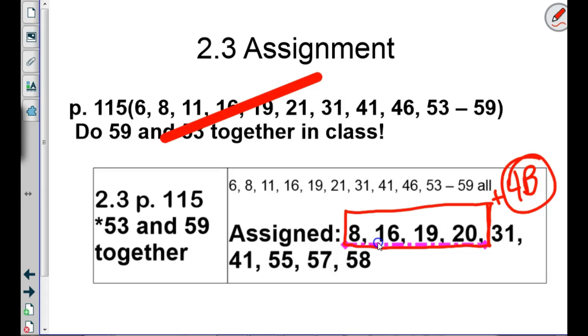I cannot stress enough, this would be the day to do homework. Neither of these 2 things we did, worksheet 4B or this division stuff, is stuff you're going to be good at by just watching me do it. Okay?